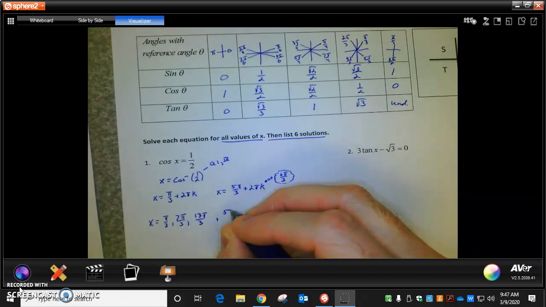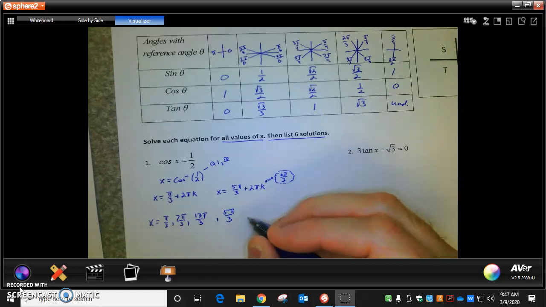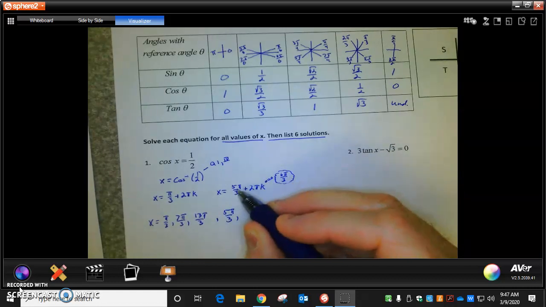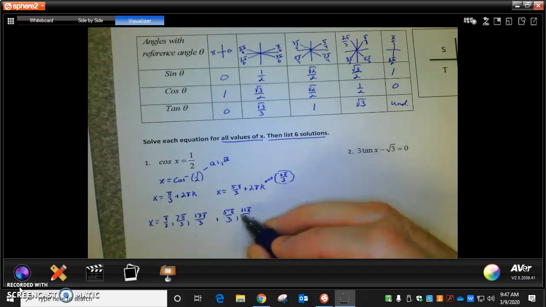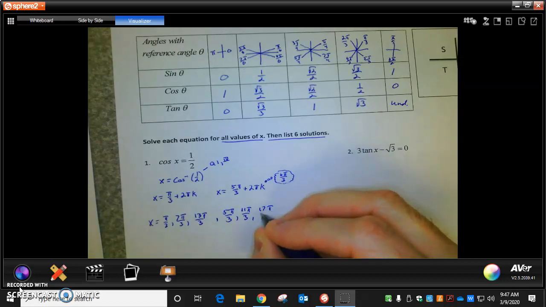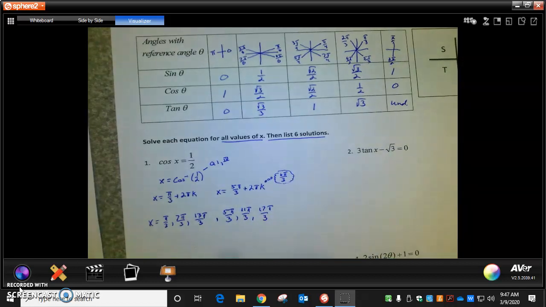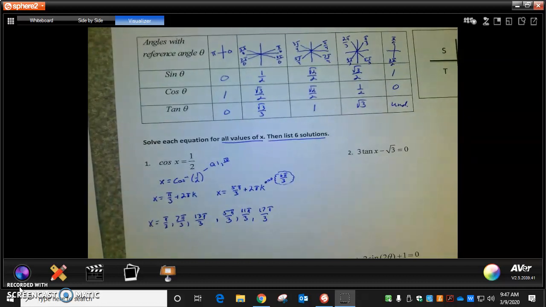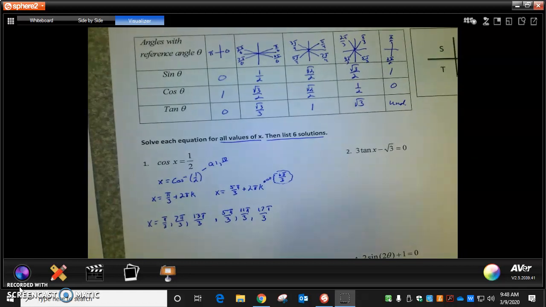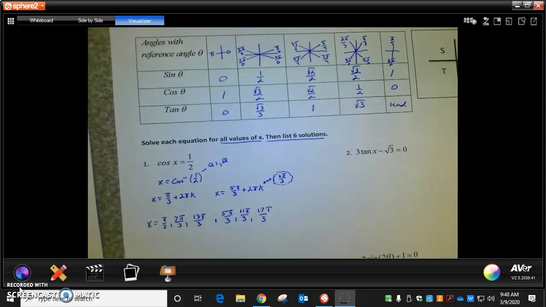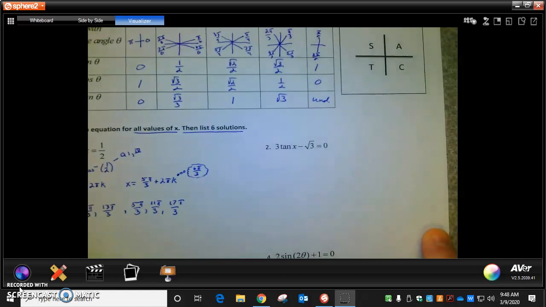Then I'm going to come over here and write down my 5 pi over 3. So there's my 4th answer. Then I add 6/3 to 5/3 and get 11/3. I add 6/3 to 11/3 and get 17/3. And there are 6 possible solutions to that equation, and all 6 of those would work. So that's what we're doing today. This is all the solutions, and here are 6 actual solutions of the infinite number of solutions that there are. Okay, let's look at example 2.